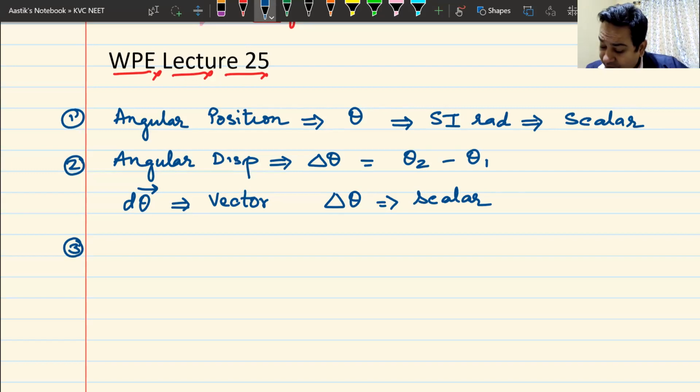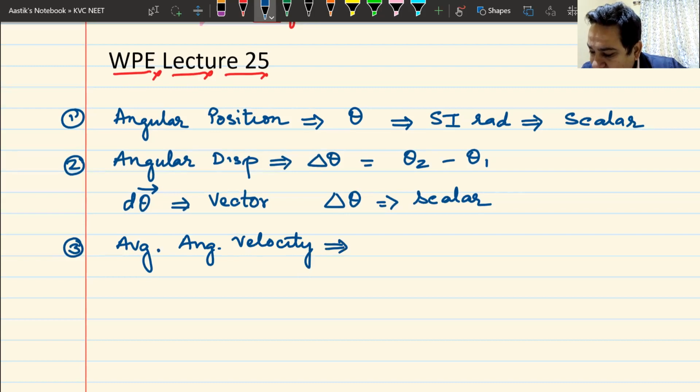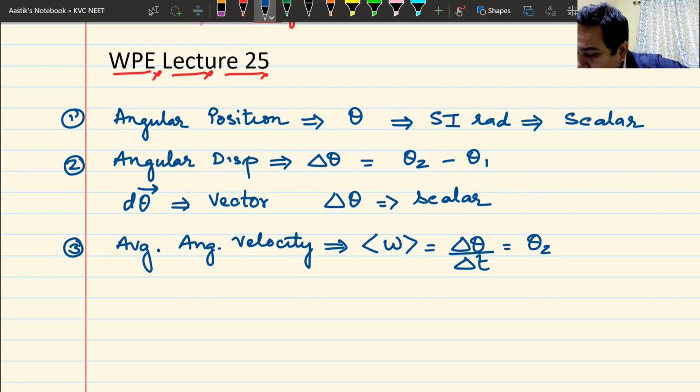We had discussed two types of angular velocity. The first one was average angular velocity. Average angular velocity was denoted by omega with a bar on top. Bar meaning average, omega meaning angular velocity. That was total angular displacement divided by total time. So it became theta 2 minus theta 1 divided by total time t.